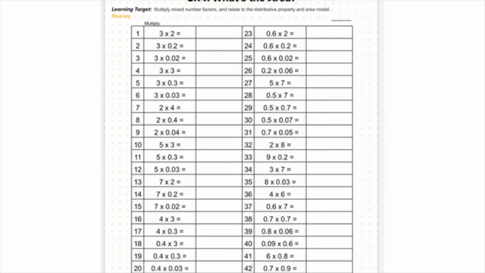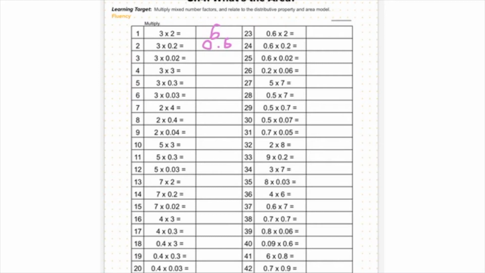To start, you should be looking at your fluency. We have done one similar to this, and you're going to keep working through it. So 3 times 2, you should be putting 6. 3 times 2/10 is going to give you 6/10. Then you keep moving through this. You should be thinking through your place value chart if you need to. Pause the video now and finish your fluency.